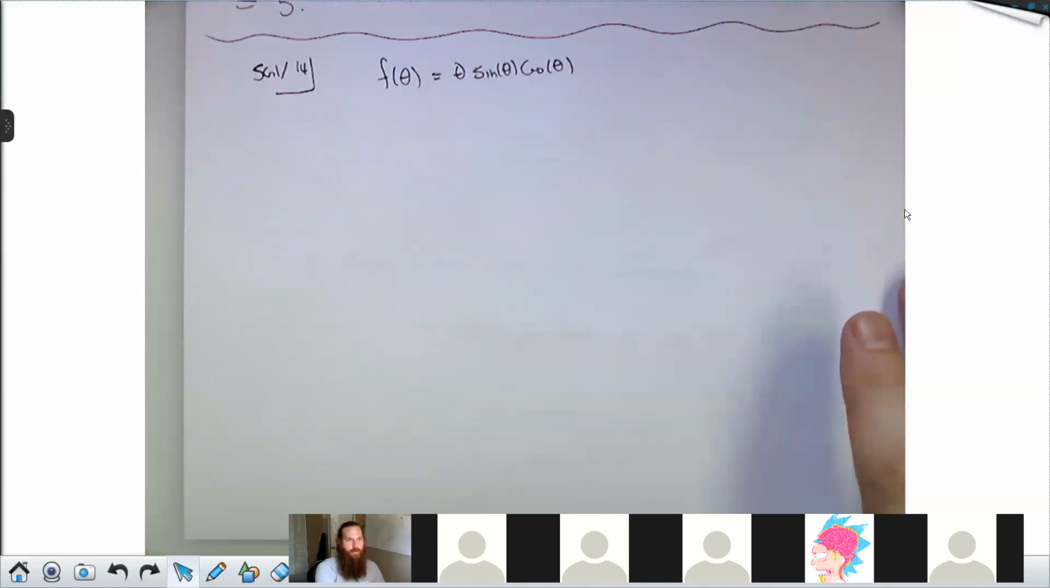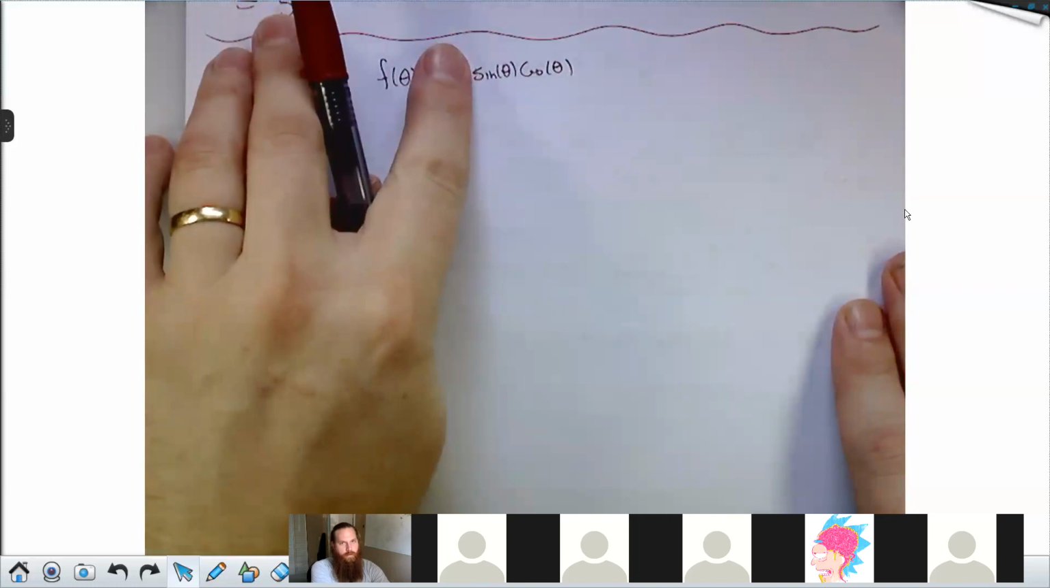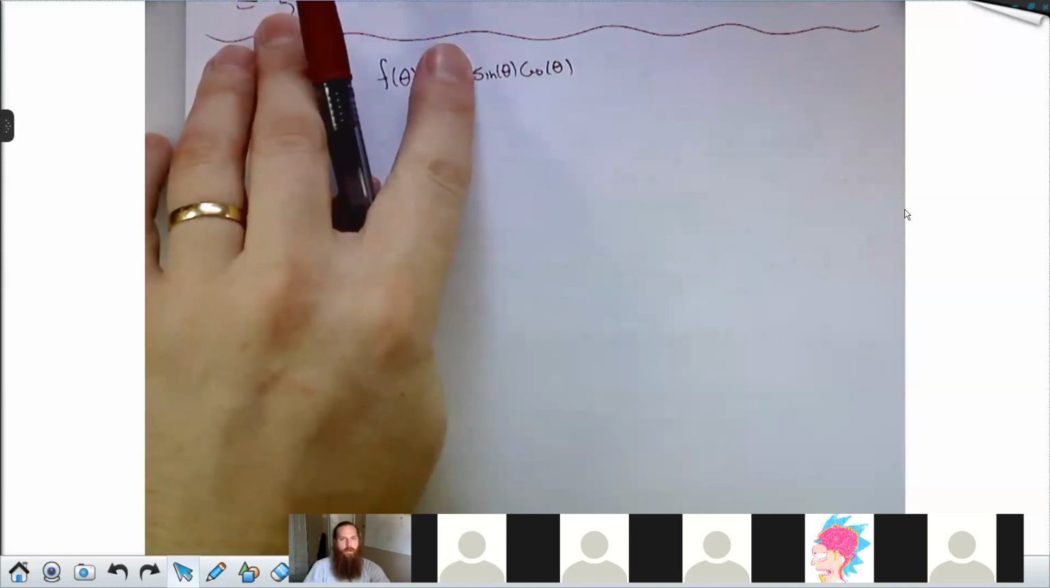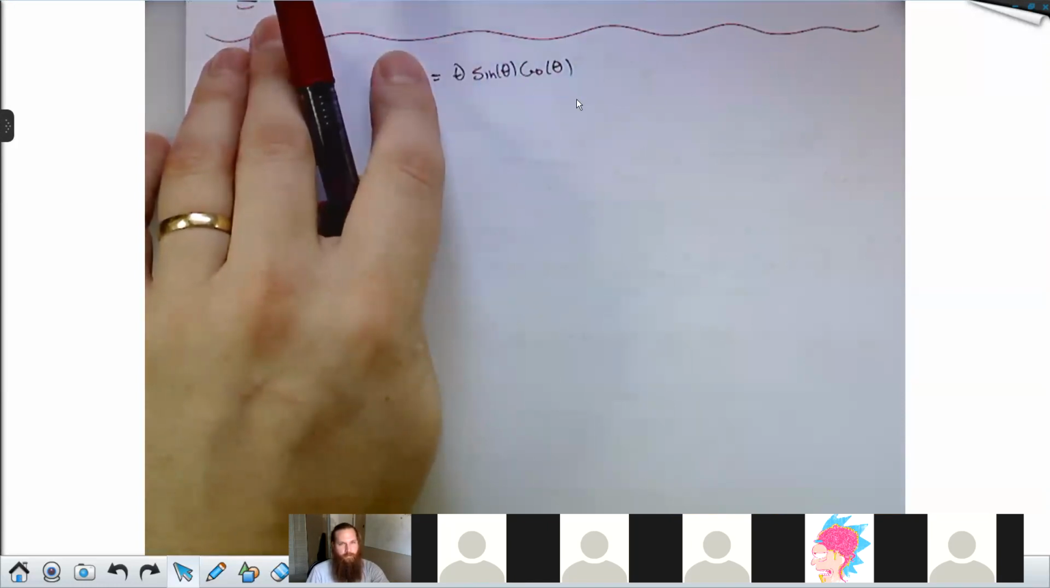This is a less straightforward application of the product rule. If I didn't have this theta here, then it would be a very straightforward application of the product rule: sine theta times cos theta. So you differentiate sine, leave cosine alone. Then add that to what you get when you leave sine alone and differentiate cosine. But I've got this thing, which makes it more complicated.